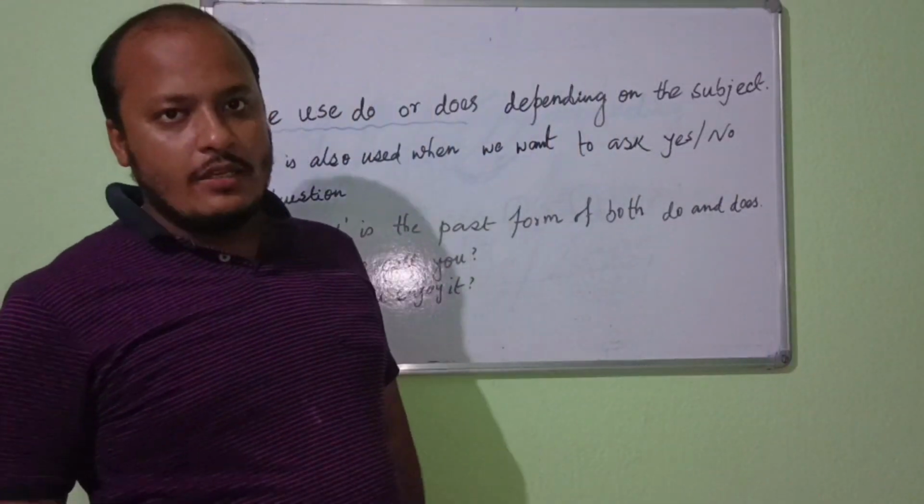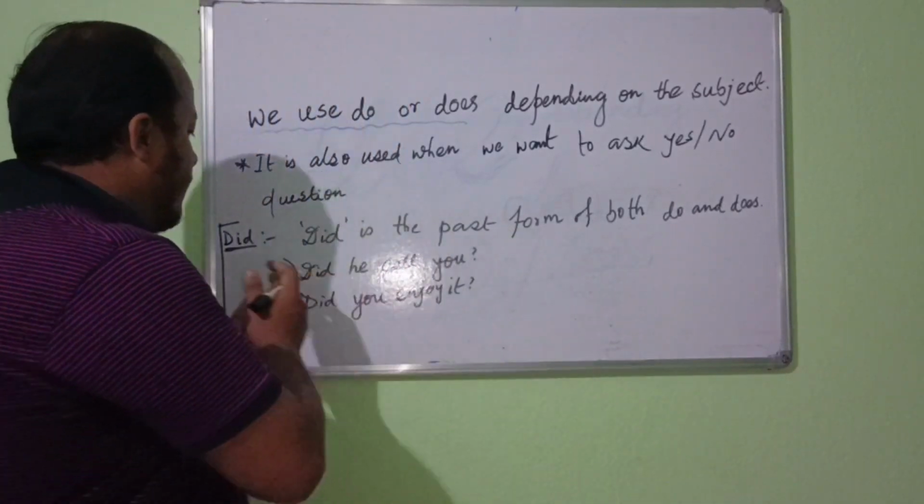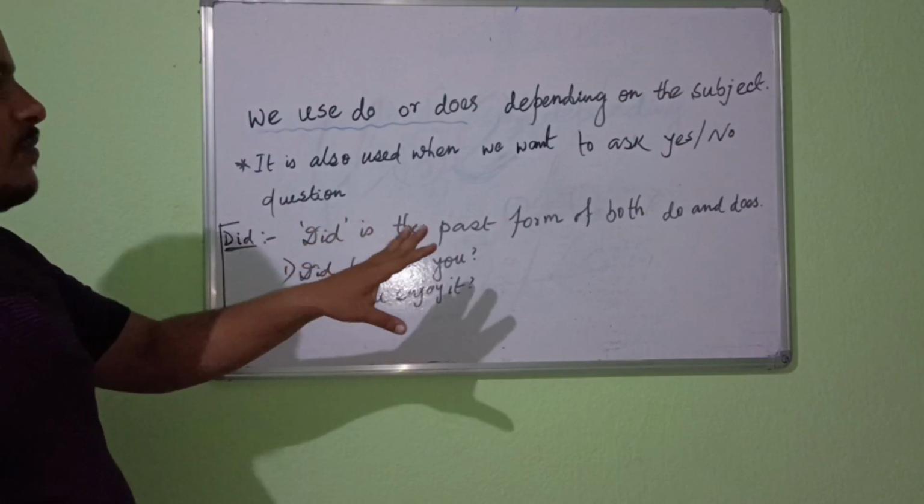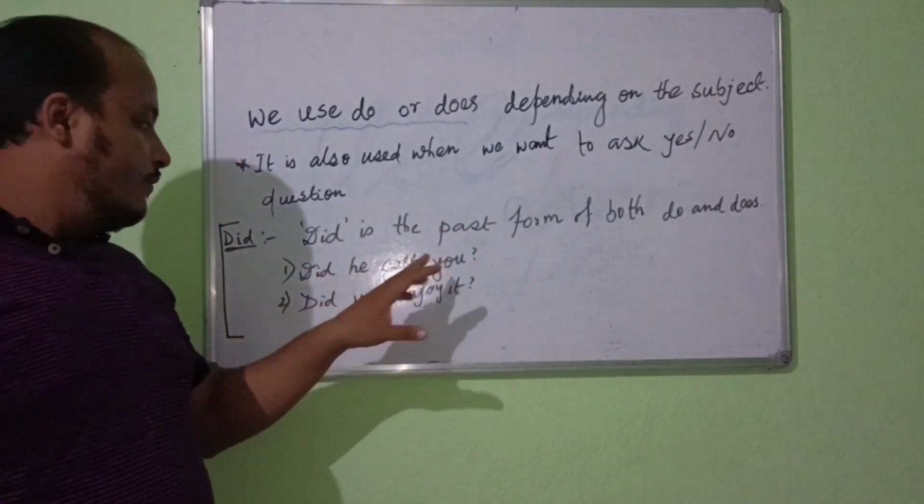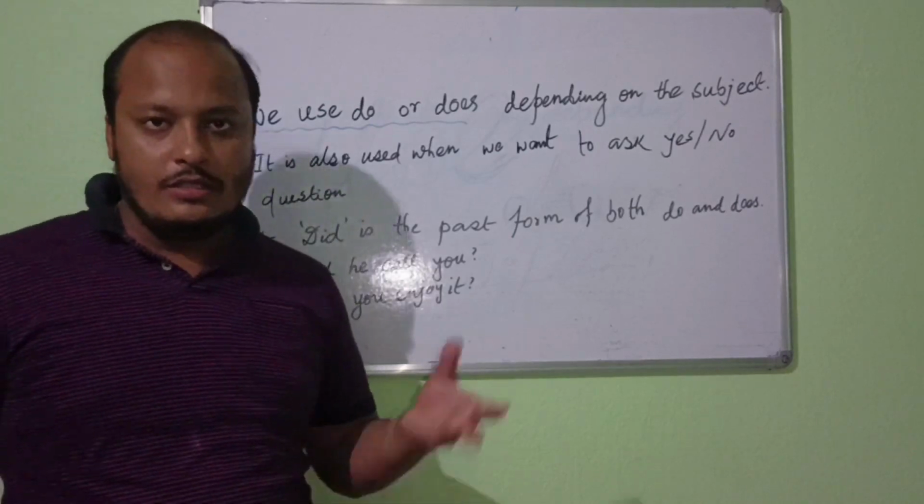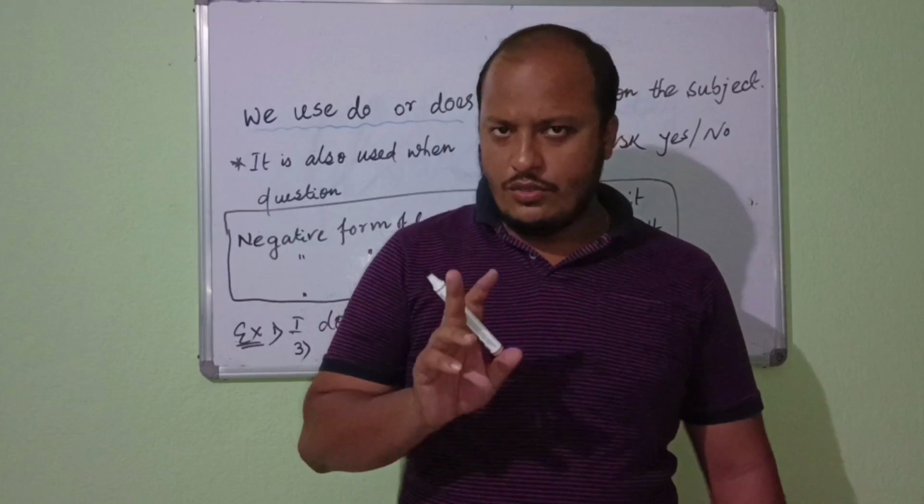So here you can see you have already seen the use of do or does. Here you can see the use of did. Did is the past form of both do and does. And here the examples are did he call you? Did you enjoy it? This is the use of did. Just a minute. Don't skip the video.